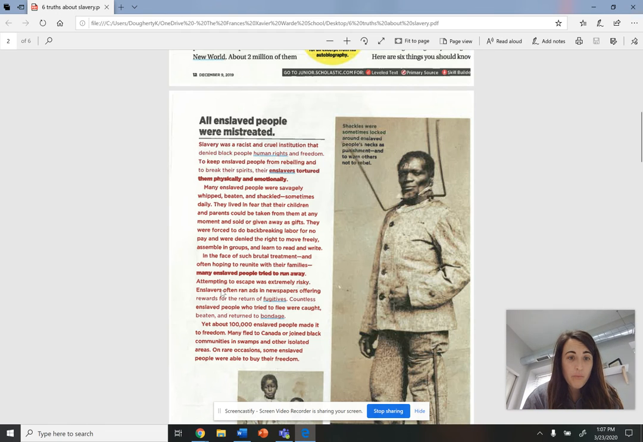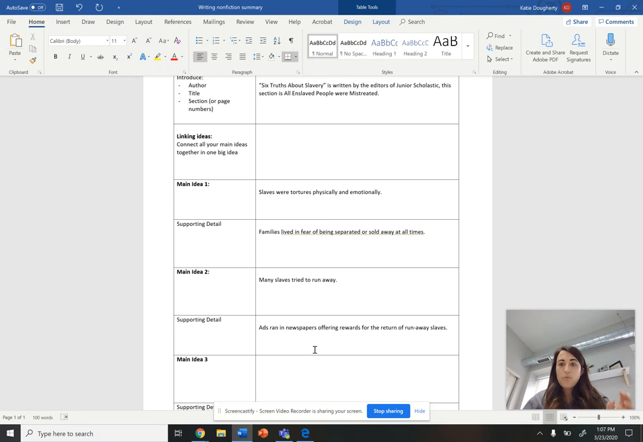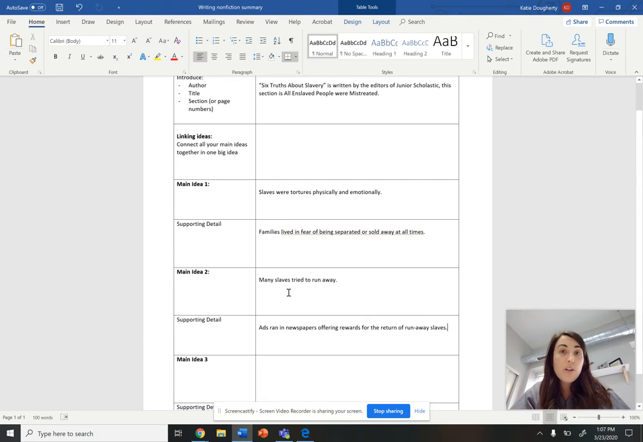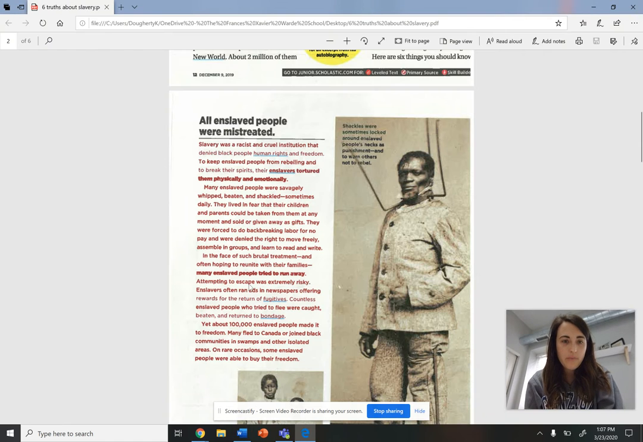I'm going to say ads ran in newspapers offering rewards for the return of runaway slaves. Again, I know it's a supporting detail because it's proving to me that many slaves did try to run away. How do I know that? Ads were a big, expensive production to do, and they wouldn't be put in the newspapers if there weren't that many people trying to escape. So that proves to me that there were many slaves trying to run away if there were newspaper articles written about them. So now I'm just going to look for my third main idea.